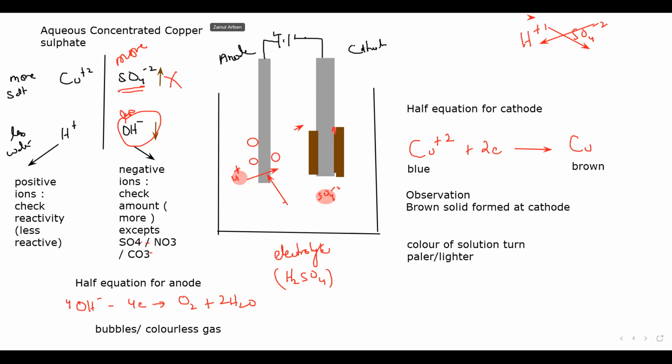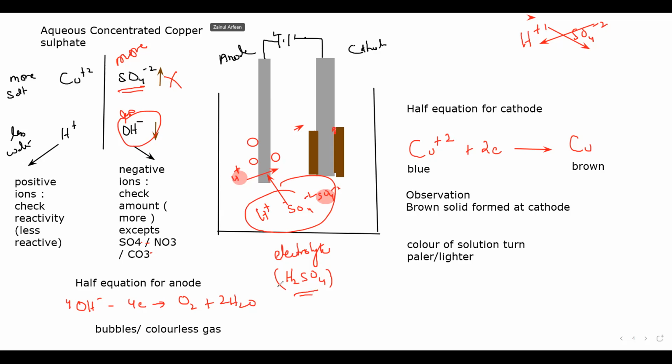As the copper ion and hydroxide ion are going out, we are left with H ion and SO4 ion. When these ions join together, they form a compound which is known as H2SO4 or sulfuric acid. So this is the electrolysis of aqueous concentrated copper sulfate solution. It is very important.